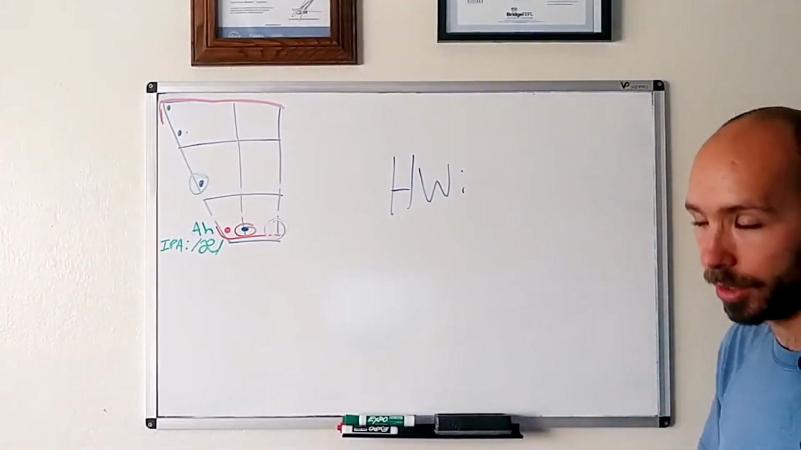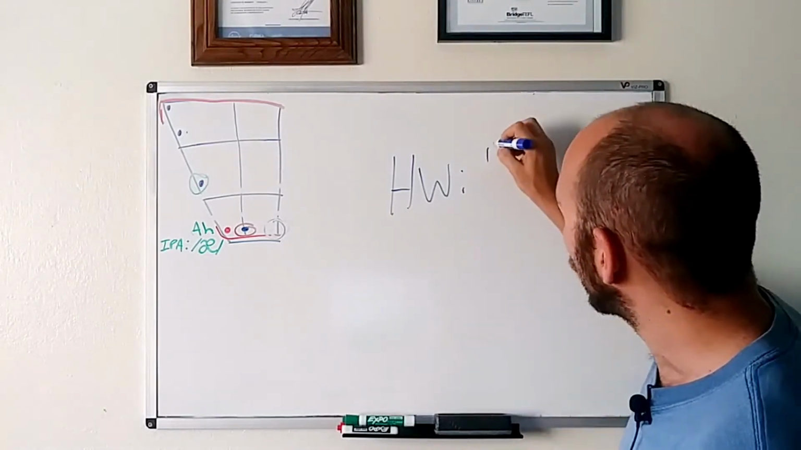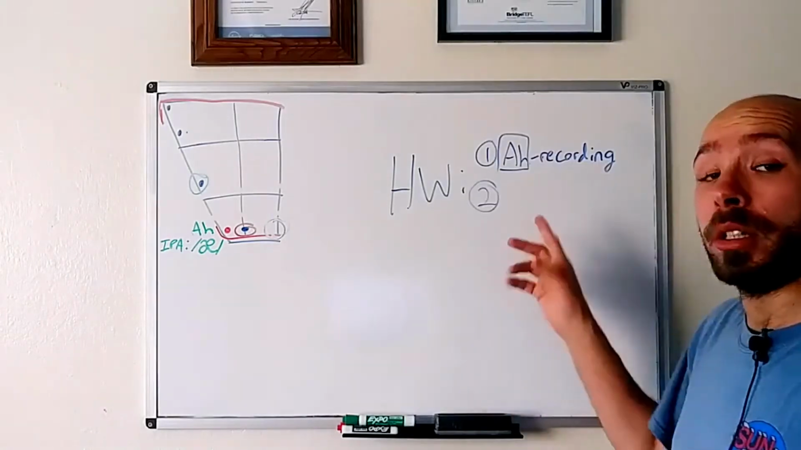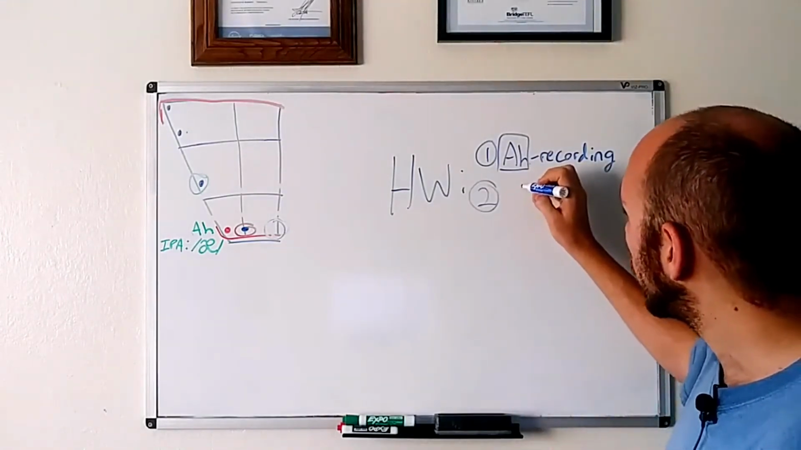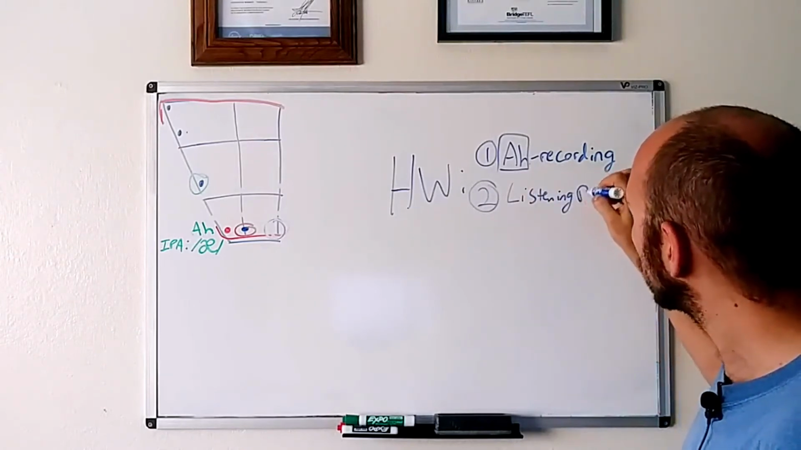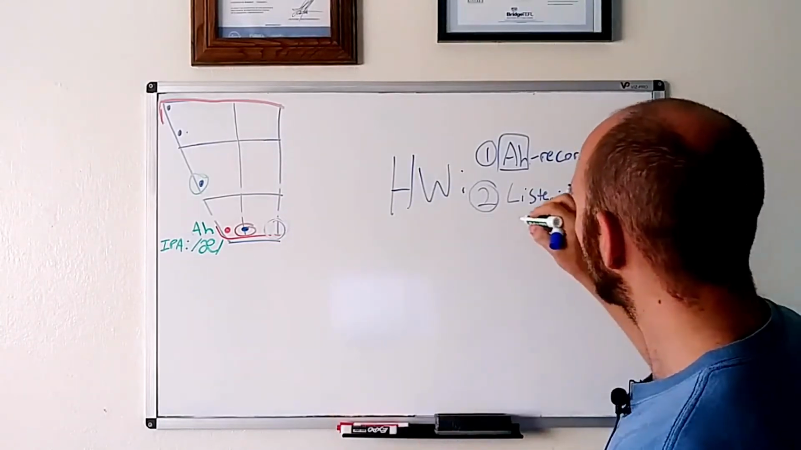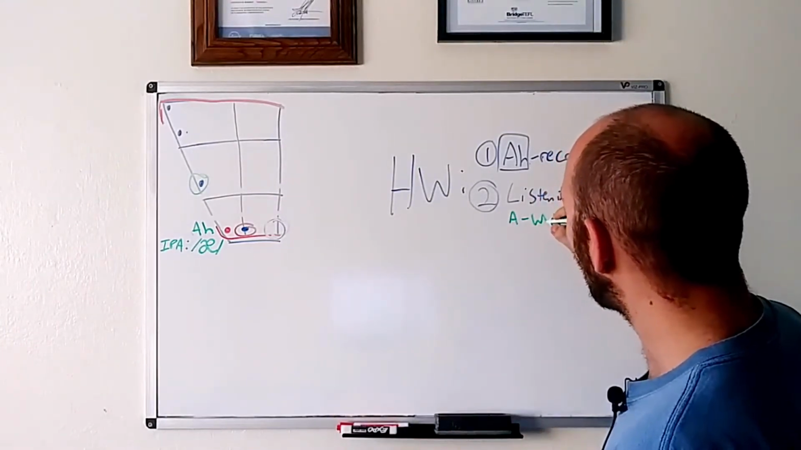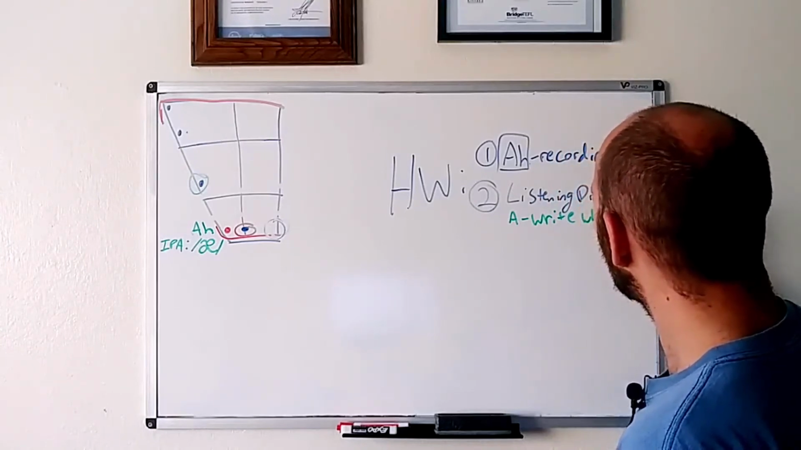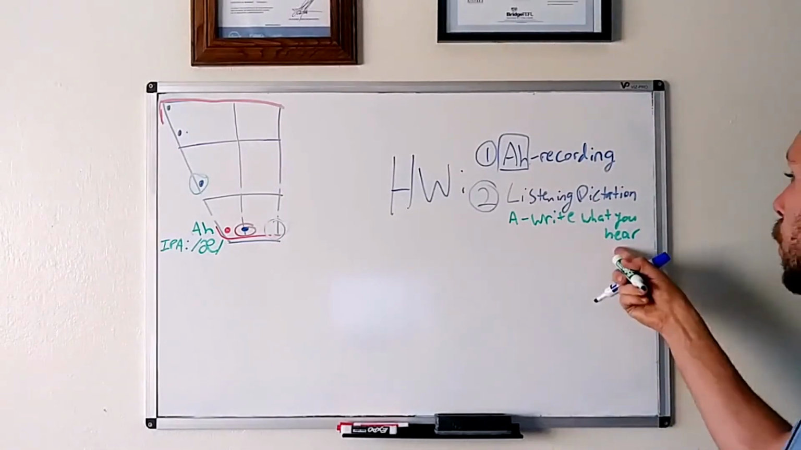Homework. Okay, we have the normal homework plus something special. So number 1, we're going to have an A recording. Number 2, we have a listening dictation. So the listening dictation, I want you to, number 1, so A, write what you hear. I know that looks really ugly, but write what you hear.